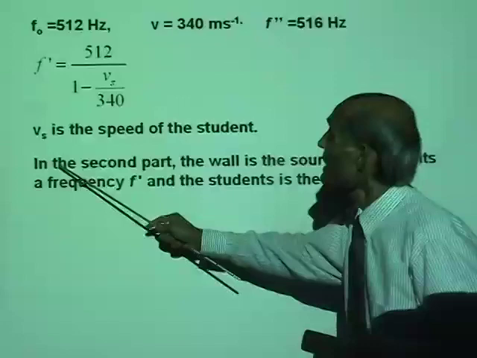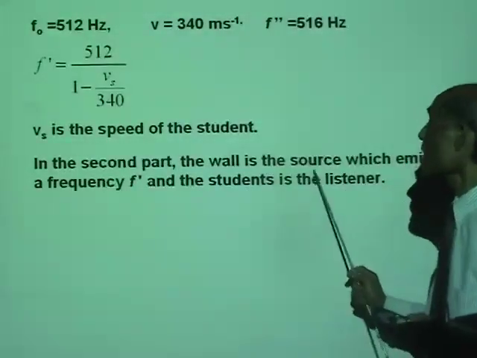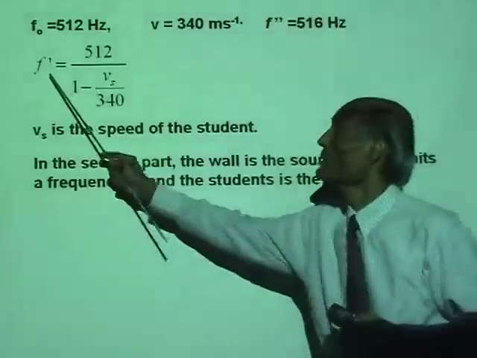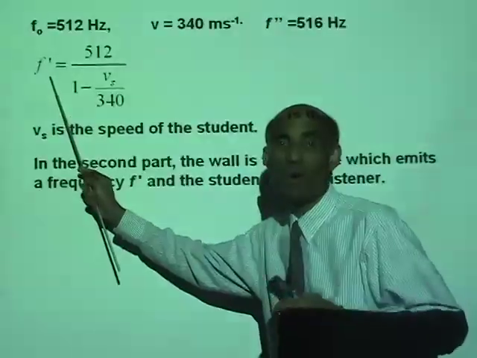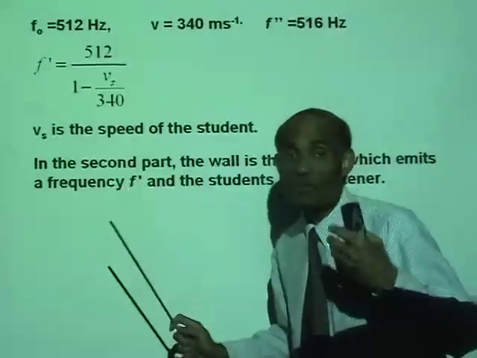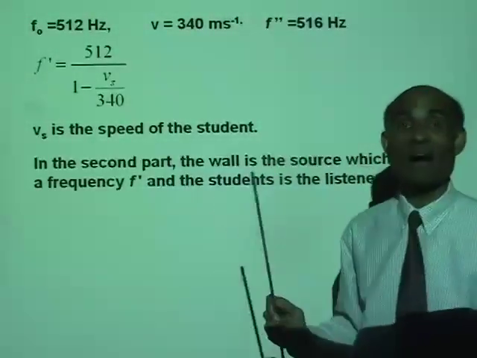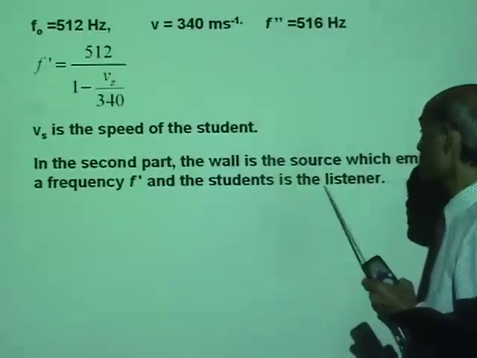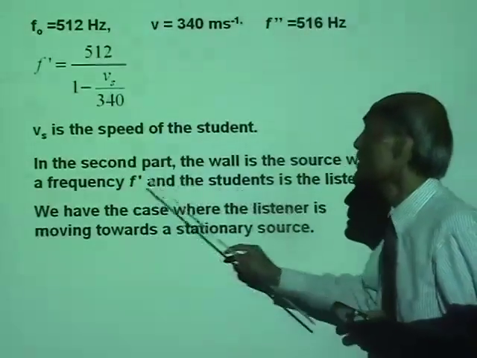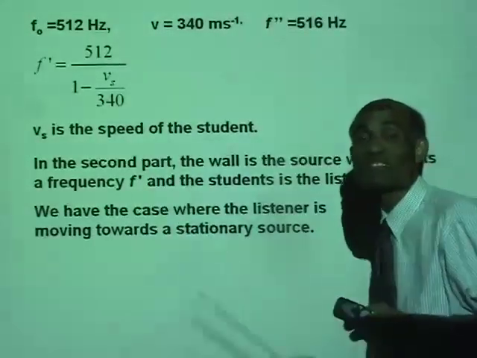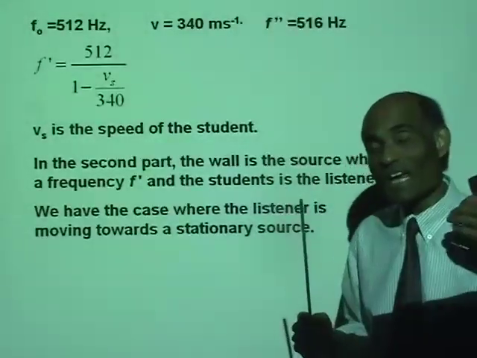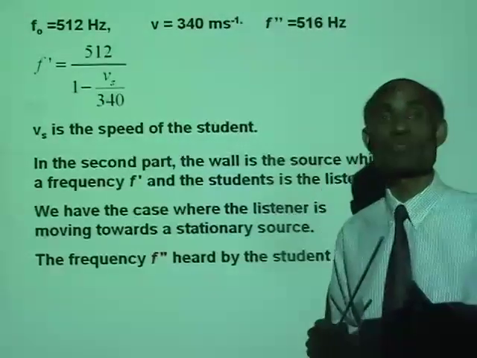Now, in the second part, the wall is the source which emits this frequency f prime. This is the frequency received by the wall which is reflected back to the listener. So this f prime is now the frequency that is emitted by a stationary source and the student is the listener. We have the case where the listener is moving towards a stationary source. What is the frequency that is received by a listener moving towards a stationary source?